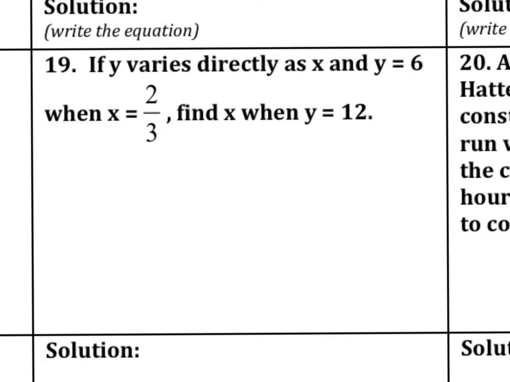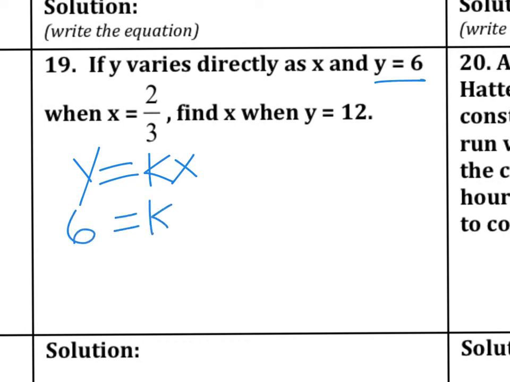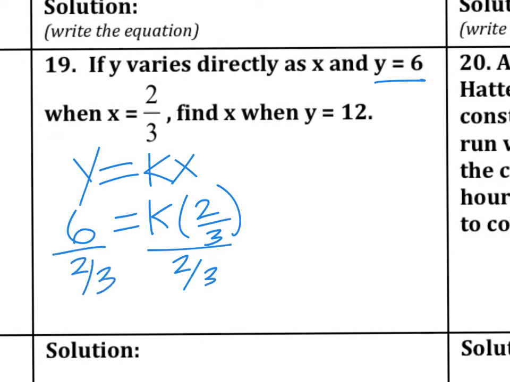Alright, so we have another direct variation equation, so we're going to start with y is equal to kx, and let's plug in for what we know. Our y is 6, solving for k, and our x is 2/3. So we're going to divide both sides by 2/3, and I just put this in my calculator. And it told me that k was 9. So plug that back into your formula.